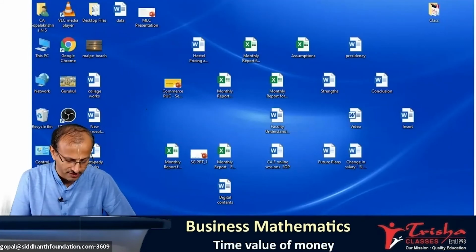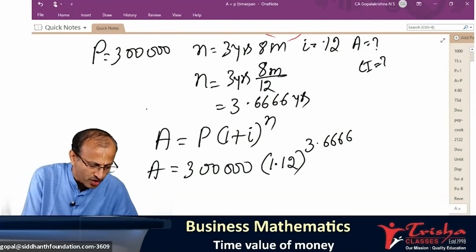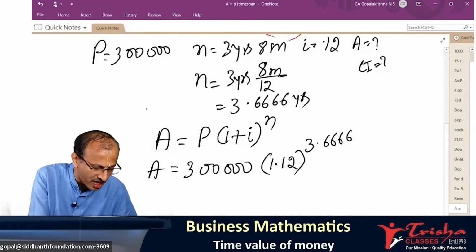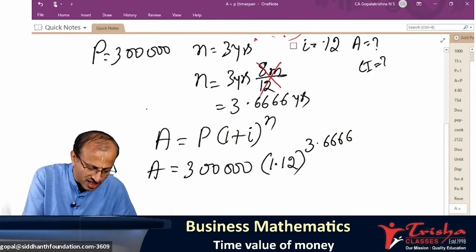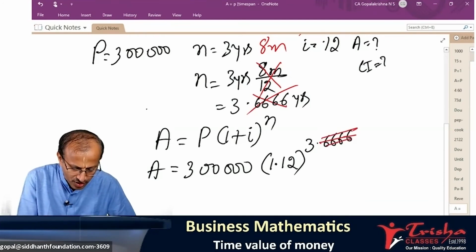All of you agree with me? Please respond quickly. Okay, I have an idea. If 8 months were not there, look at my method. Whether you would have been happy and worked it out if this was not there? If it was 3 years only, but the question says it's 8 months. Because this is there, you got stuck, no? If this was not there, you would have been very happy.